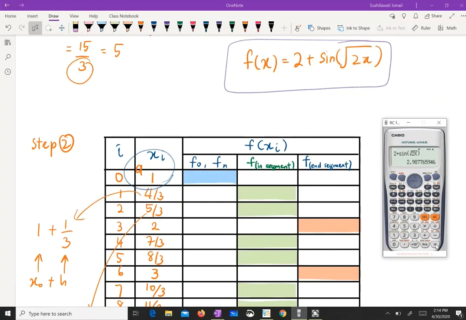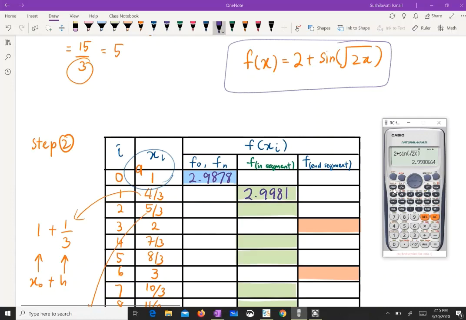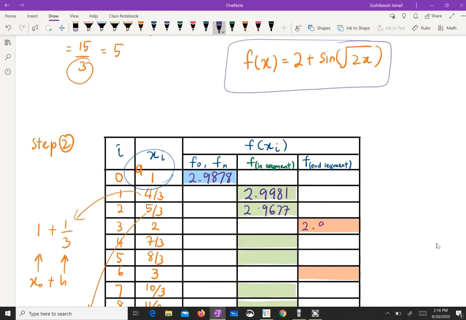So the value we get is 2.9878. Put it in the particular column. Then proceed with the second value, x1, which is 4 over 3. So calculate 4 over 3, equals, and you get 2.9981. Continue, calculate again with x value 5 over 3, equals 2.9677. Then again calculate x3, equals 2.9093, and complete until the end of the table.